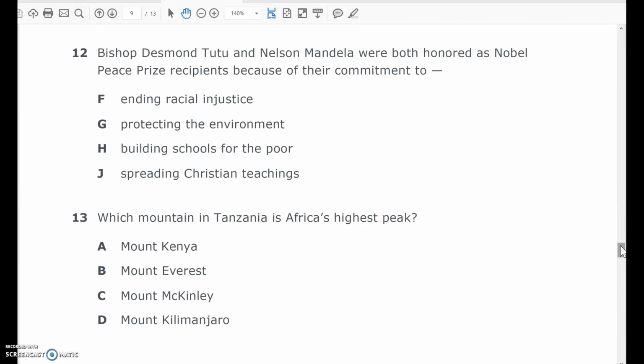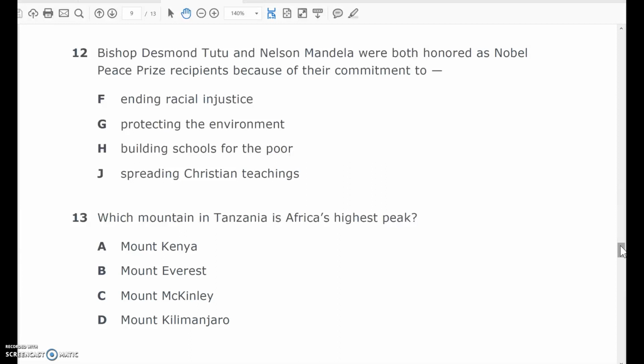Number 12. Desmond Tutu and Nelson Mandela were both honored as Nobel Peace Prize recipients because of their commitment to F. ending racial injustice, G. protecting the environment, H. building schools for the poor, J. spreading Christian teaching.